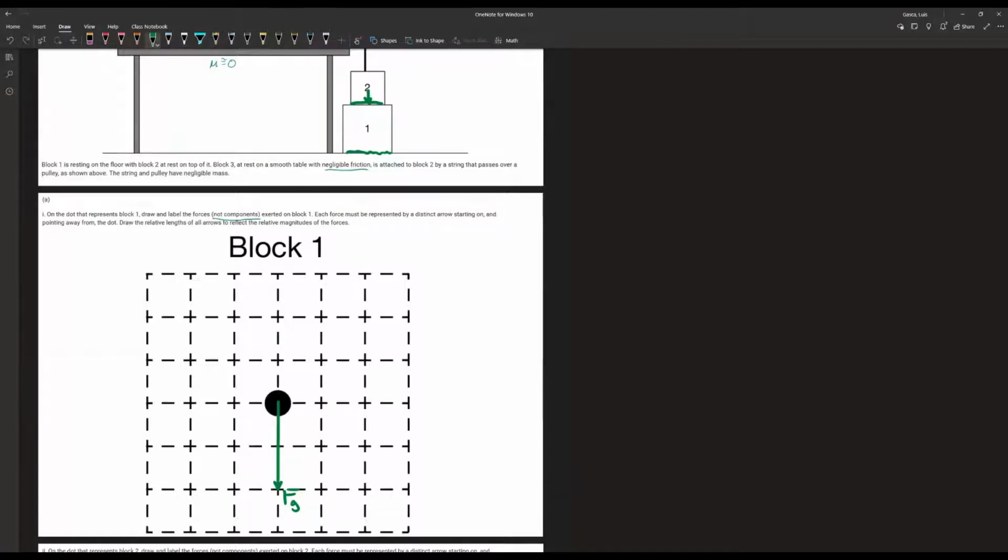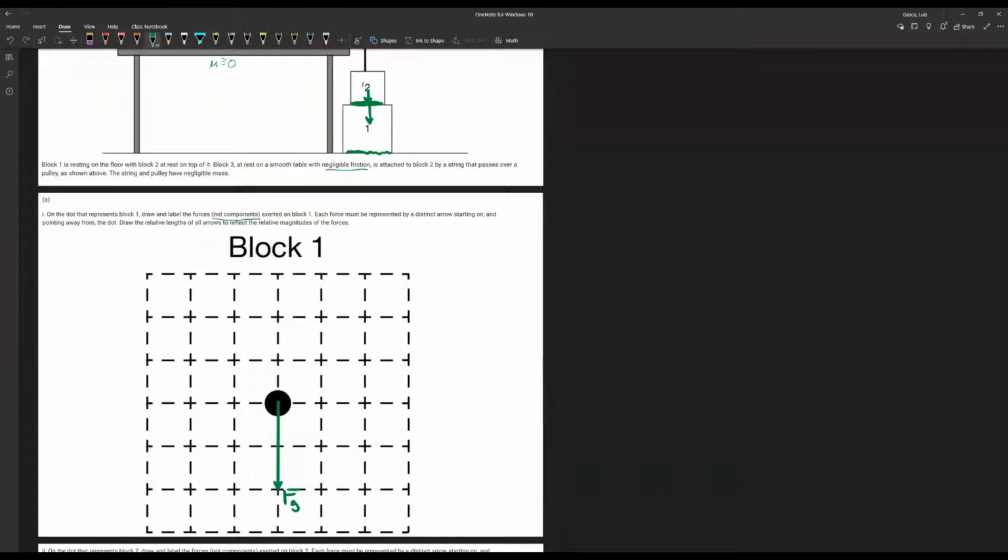Now, when I draw the force that block 2 exerts on block 1, we have to be careful, because normally people want to label it as the weight of block 2. But the big gotcha here is that the gravitational force of block 2 is not actually acting on block 1. It is the normal force. The contact from this surface creates a force that pushes down. So we're better off drawing this force and labeling it.